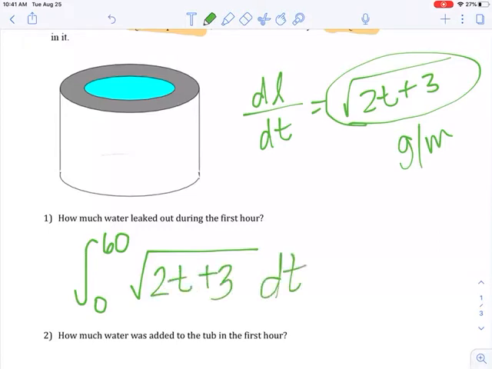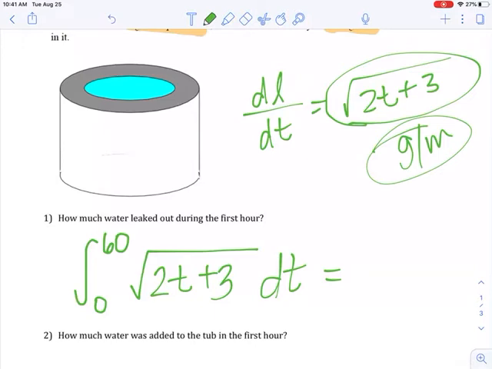We would need to integrate from 0 to 60 of radical 2t plus 3. Remember, we're talking about a rate, so if we go backwards, then we get back to the original function. So if we're talking about gallons per minute, taking the antiderivative of that, going backwards, is going to get us to gallons. Okay, so you're going to need your calculator for this.